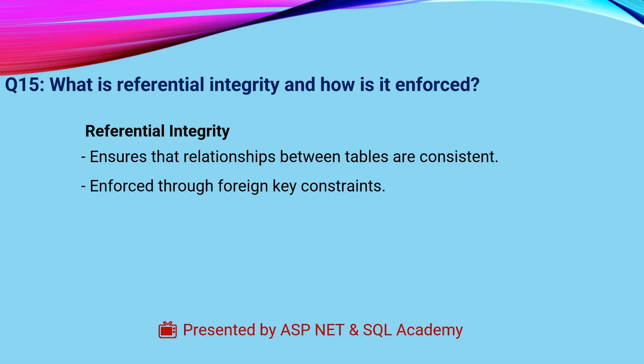Referential integrity ensures that relationships between tables remain consistent. It is enforced through foreign key constraints, which ensure that a value in one table must exist in another table, maintaining data accuracy and consistency across related tables.